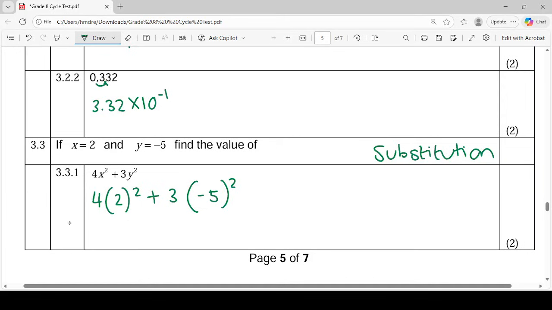So this becomes 2 squared is 4. Minus 5 squared is 25. 4 times 4 is 16. 3 times 25 is 75. And so we've got 16 add 75. So 91.